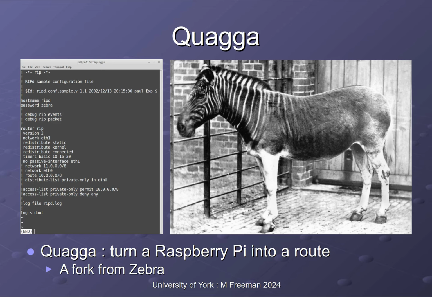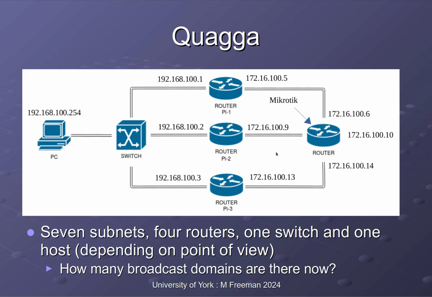Just as a bit of background info on where this name came from, Quagga is a subspecies of Zebra, I think now extinct, from South Africa. The original router software was called Zebra, so a fork off Zebra is a Quagga. So we can use this software on our Raspberry Pis to turn them into routers.